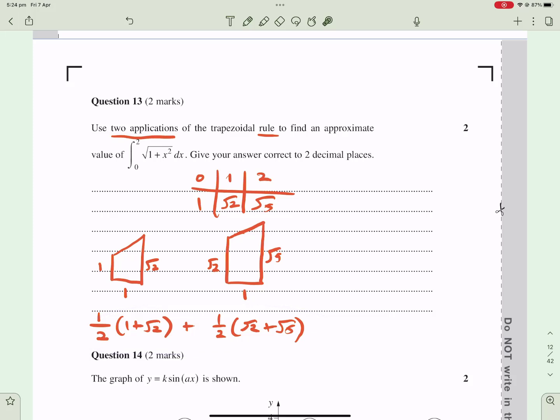And when we put that into our calculator, we get half times 1 plus root 2, plus half times root 2 plus root 5, is equal to around 3.03, correct to 2 decimal places, because that's what they want us to do. And that's it for question 13.